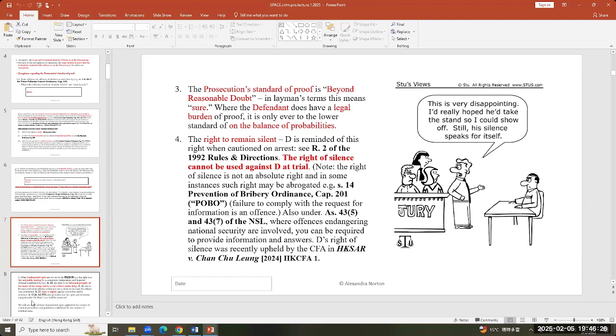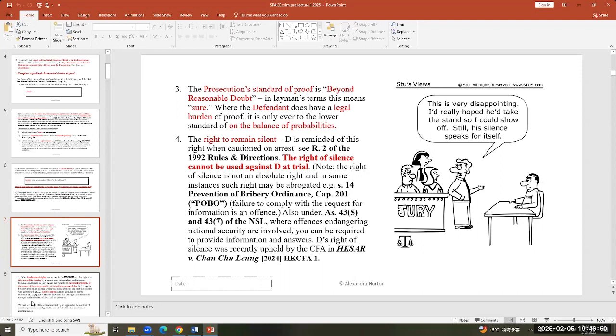But this isn't an absolute right as well, because there are certain statutory provisions which require a defendant to provide information, usually for very serious offenses like prevention of bribery or under the national security law. You do not have the right to remain silent. You must provide the information or you commit another offense.